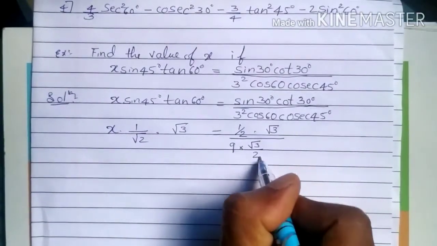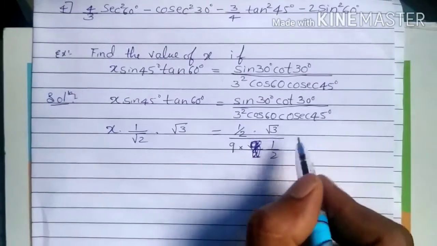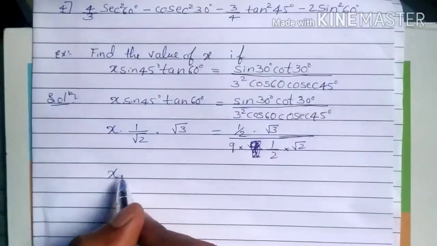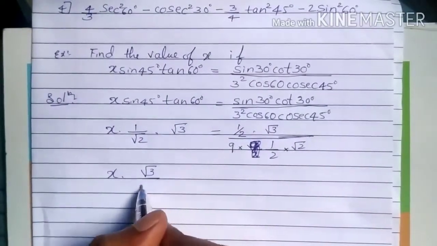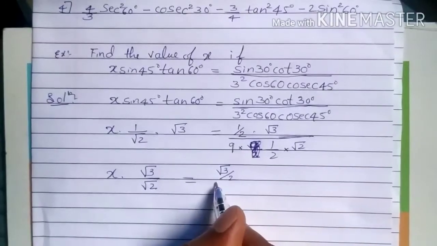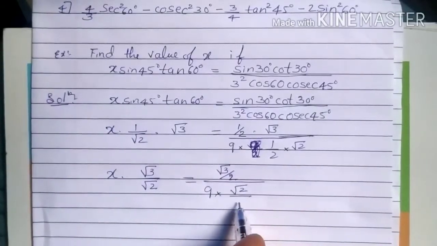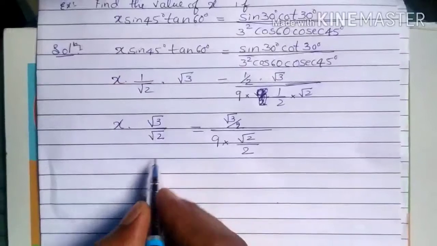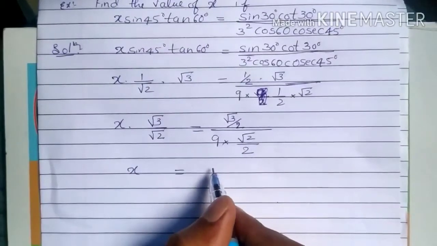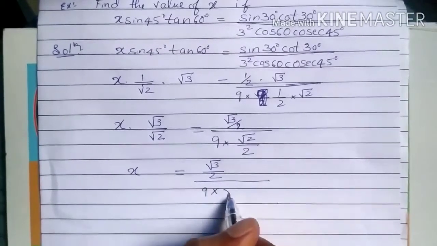1 by 2, and cosec 45 is root 2. So that is equal to x root 3 into 1 by root 2 is equal to root 3 divided by 2 whole divided by 9 into root 2 divided by 2, that is equal to x is equal to, taking these two terms to the right hand side, so root 3 divided by 2 whole divided by 9 into root 2 by 2.